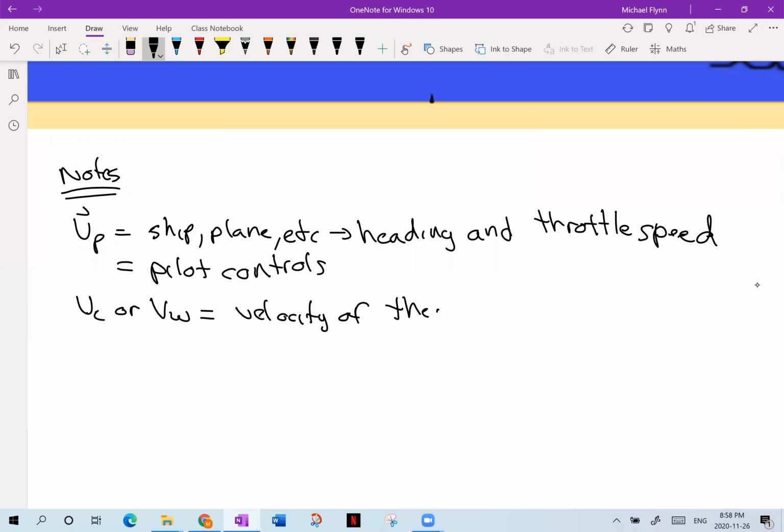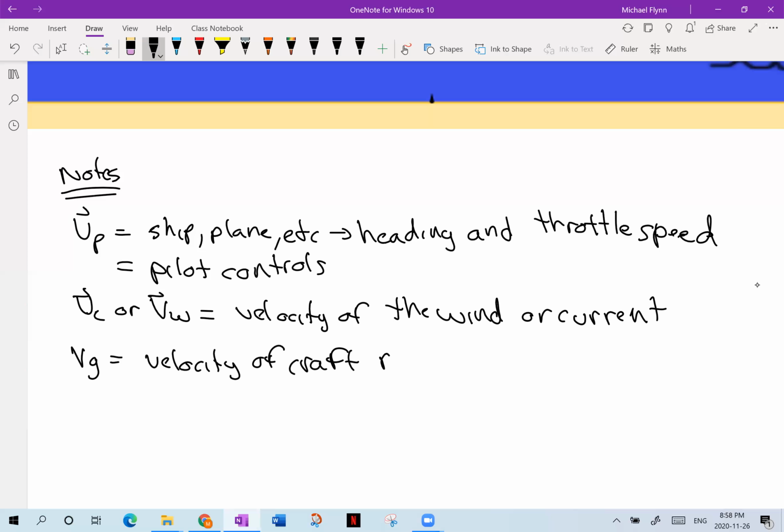Now, VC, or if you like, VW, is the velocity of the wind for planes, or current for boats. And then finally, VG is the velocity of the craft, whether it's a plane or a boat, relative to the ground. And this is what the pilot wishes to do. Usually an airplane pilot wishes to fly between two airports on the ground, so he wishes to have a certain ground velocity.